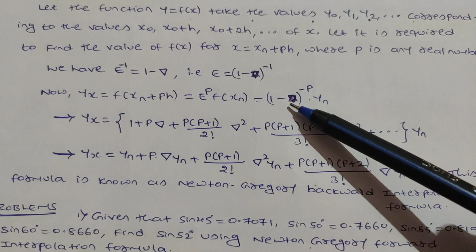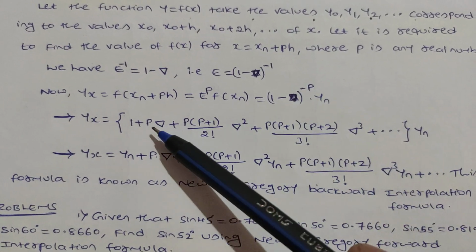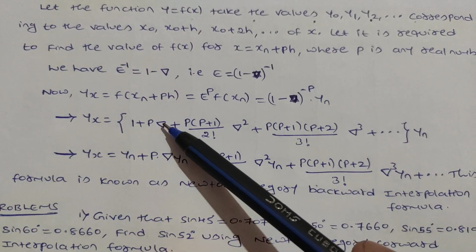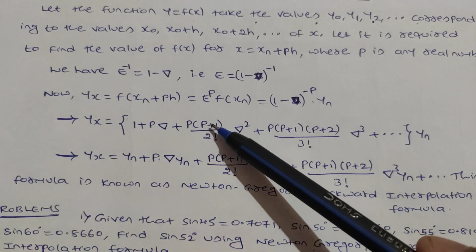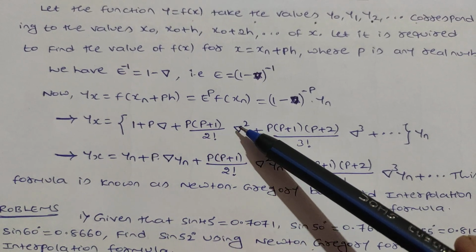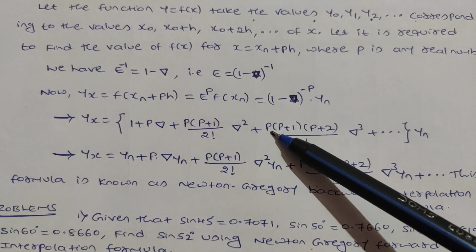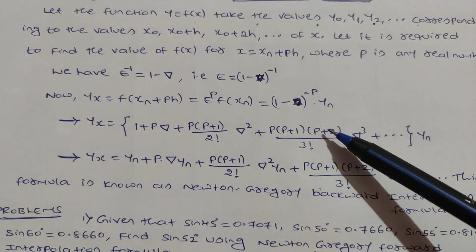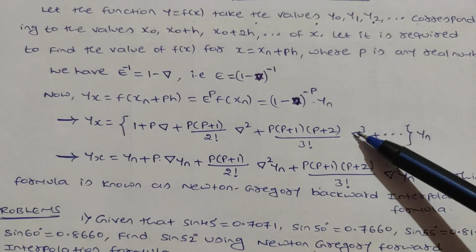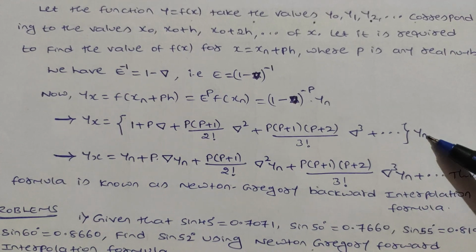Once again, when we expand this, we observe the result as 1 plus p into del plus p into p plus 1 divided by 2 factorial into del square plus p into p plus 1 into p plus 2 divided by 3 factorial into del cube plus etc.